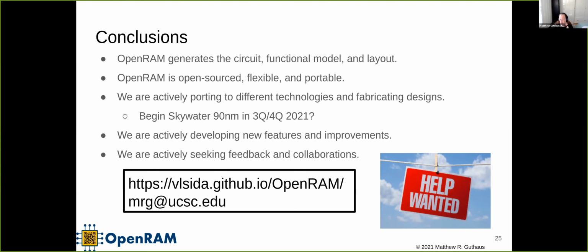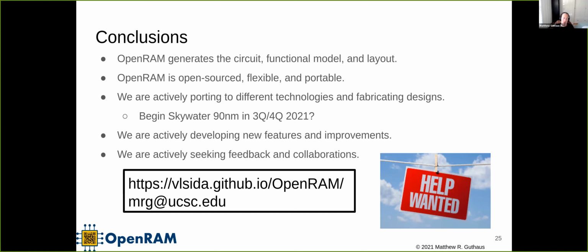That's one of the things with OpenRAM, is we offer a lot of flexibility that other compilers don't. Other compilers will generally only allow a limited set of configurations, where we allow a very large number of configurations. And along with that comes a little bit more responsibility for designers, that they have to do verification to make sure it works. But it's kind of a trade-off.